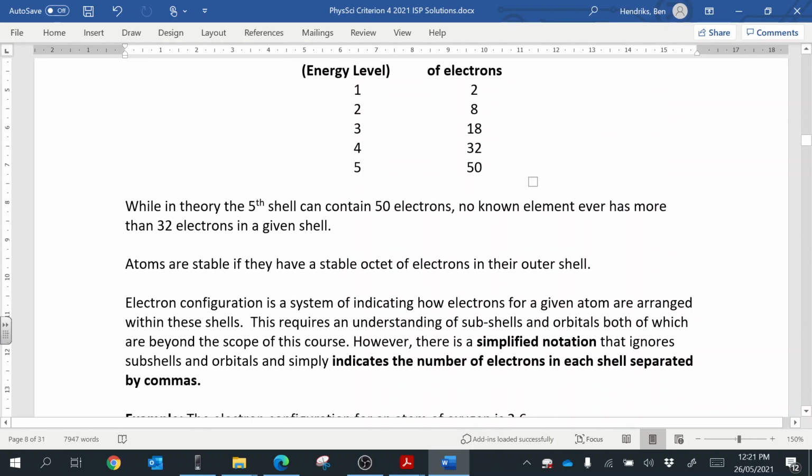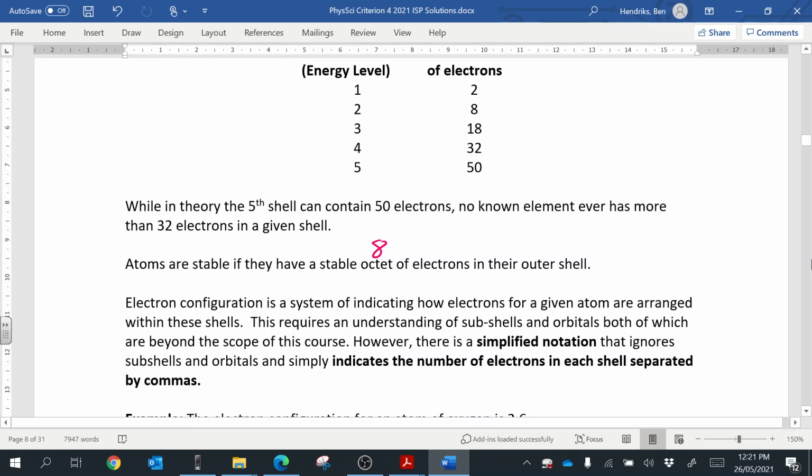While in theory the fifth shell can contain 50 electrons, no known element ever has more than 32 electrons in a given shell. Atoms are stable if they have a stable octet of electrons in their outer shell. So that means that stable octet, so that means 8 electrons. 8 electrons in the outer shell means that they're stable.